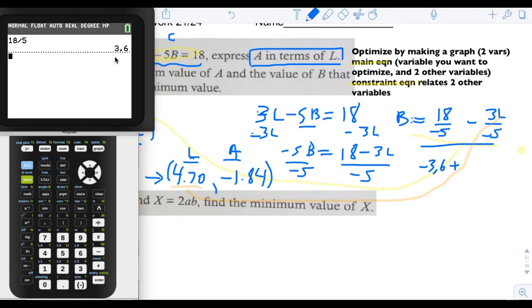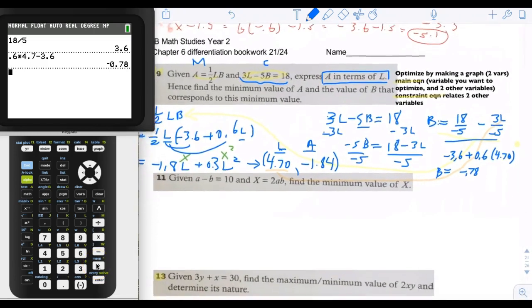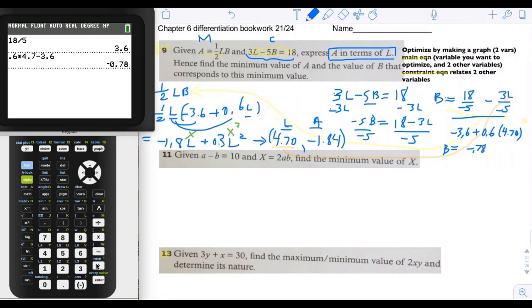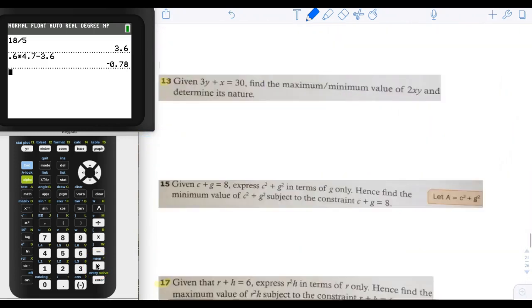So now we can figure out the B value that corresponds to the L value of 4.7. So we're going to have 0.6 times 4.7 minus 3.6. It's negative 0.78. Okay, that is the first problem. And now let's move on to number 13.